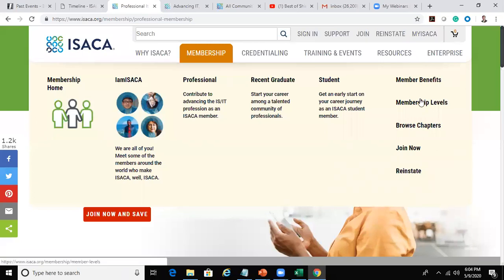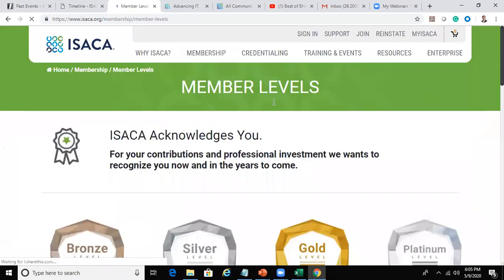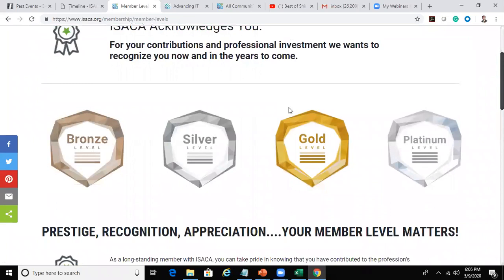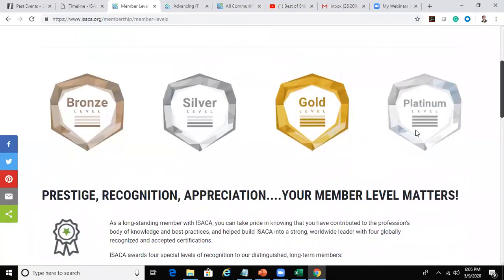I myself and my other co-panelists are all at different levels. I've been very active in ISACA. I did my CISA somewhere around 2004 or 2005, I don't remember now, and from 2004 or 2005 onwards I've been a member. I'm at the platinum level.